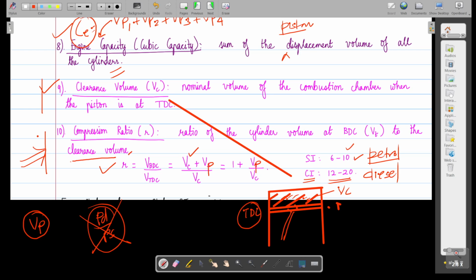Clearance volume is the volume of the combustion chamber with the piston at TDC. So the compression ratio is the ratio of the volumes when the piston is at BDC and when the piston is at TDC. Just remember this. So this is (Vc plus Vp) by Vc, that is 1 plus Vp by Vc, and that is the compression ratio. Okay, is it clear? Anybody can tell me, is it clear now? Compression ratio, am I audible to you?